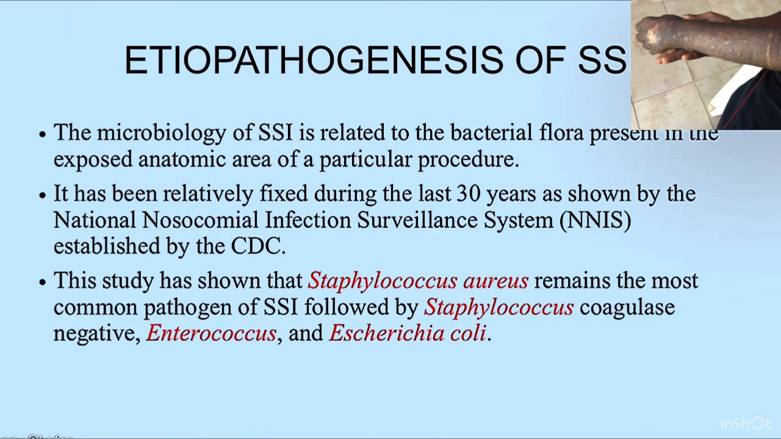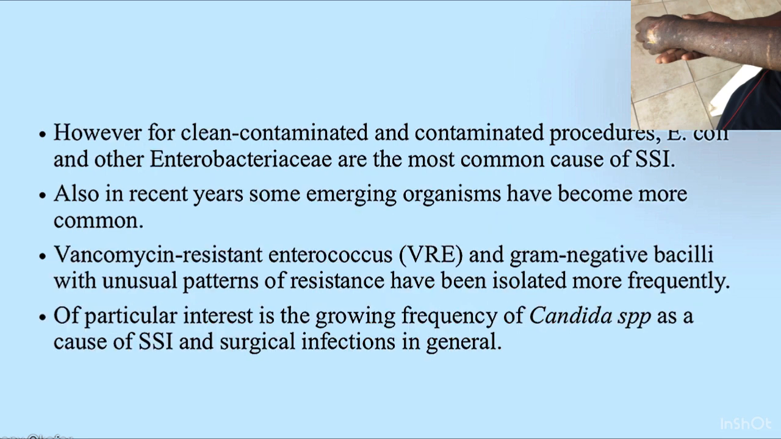So the etiopathogenesis of surgical site infection: the microbiology of SSI is related to the bacterial flora that is present in the exposed anatomic area of a particular procedure, and it has been relatively fixed during the last 30 years, as shown by the National Nosocomial Infection Surveillance System established by CDC. This study has shown that Staphylococcus aureus remains the most common pathogen for surgical site infection, followed by the coagulase-negative Staphylococcus, such as Staphylococcus epidermidis, the Enterococcus, and then Escherichia coli.